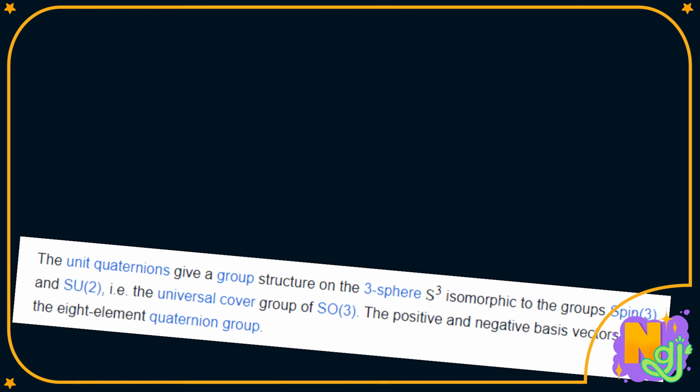Today we're going to talk about rotations and Quaternions. And Quaternions is something we use for rotations in games. I'm sure many of you are familiar with it. But when you try to look it up for how they work, you find things like this on Wikipedia. Like, the unit Quaternions give a group structure on the 3-sphere S3, isomorphic to the group Spin(3) and SU(2). In other words, the universal cover group of SO(3), the positive and negative basis vectors, form the 8-element Quaternion group.